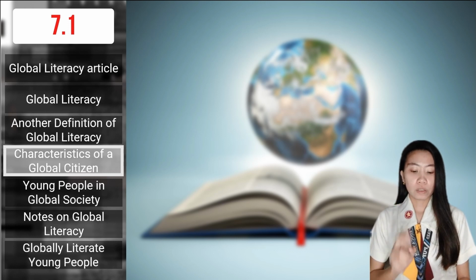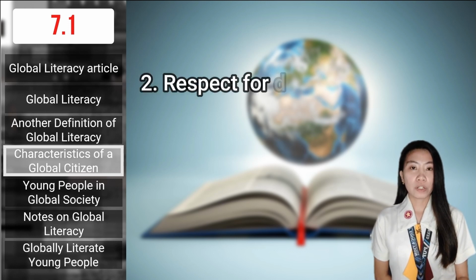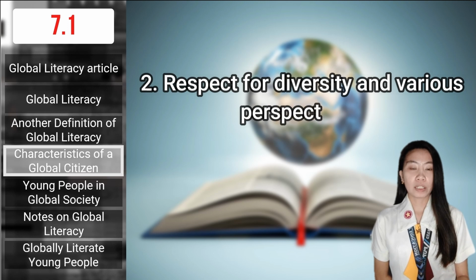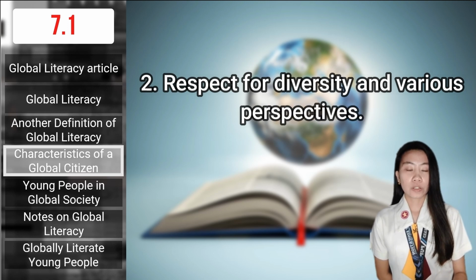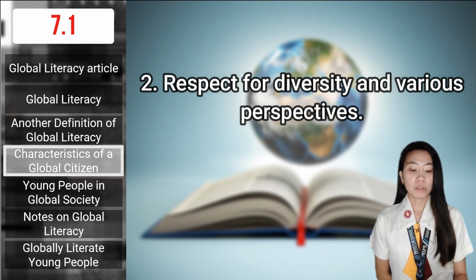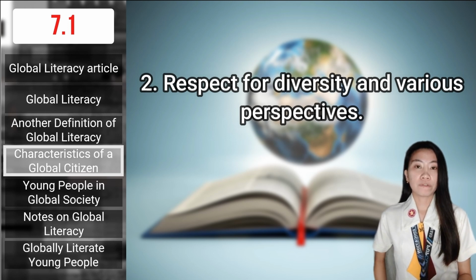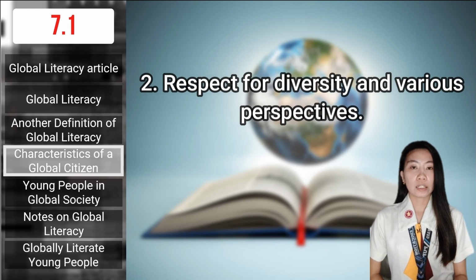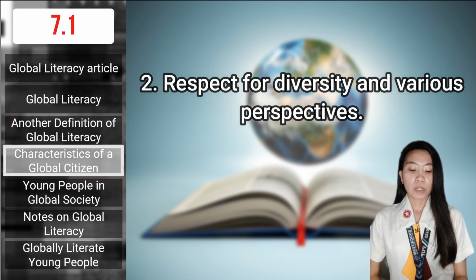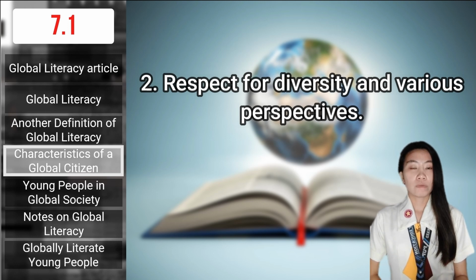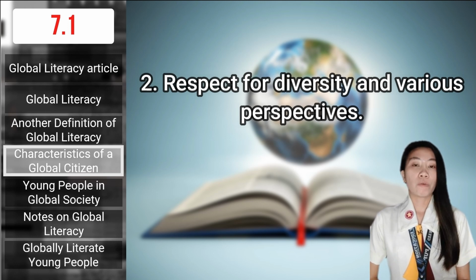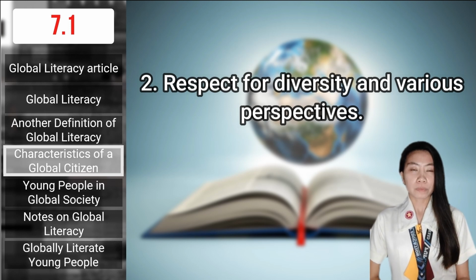The second one, respect for diversity and various perspectives. Global citizens respect diversity and various perspectives. When we say diversity, this is the differences of every individual. For example, we have different talents, skills, and abilities that we need to respect to avoid discrimination and to avoid conflicts, because everyone has their own uniqueness.